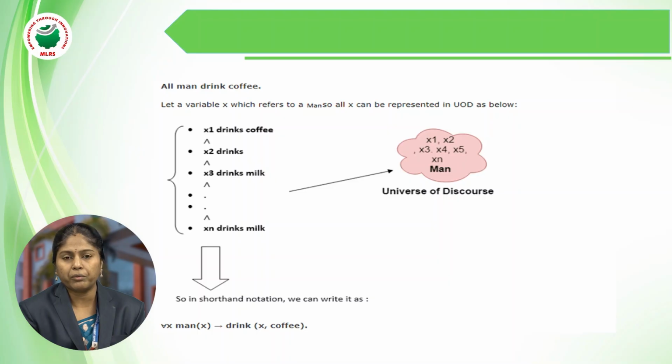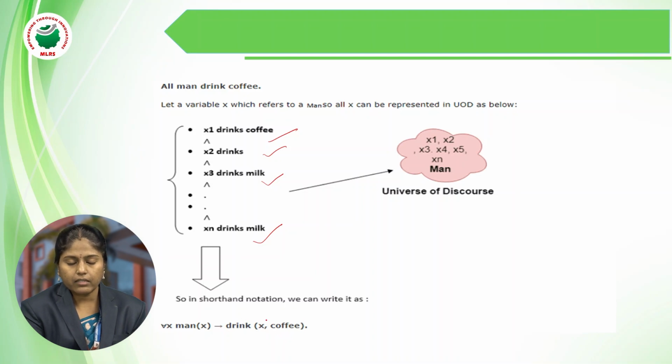See how we are going to write this particular statement using the universal quantifier, how we are going to represent it in shorthand notation. Suppose x1 drinks coffee, x2 also drinks coffee, and x3 drinks milk, and so on up to xn drinks milk. This is how we represent it in shorthand notation: for all x, man of x implies drink x comma coffee.